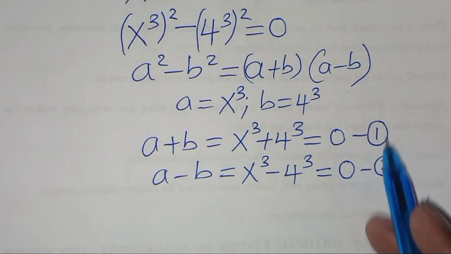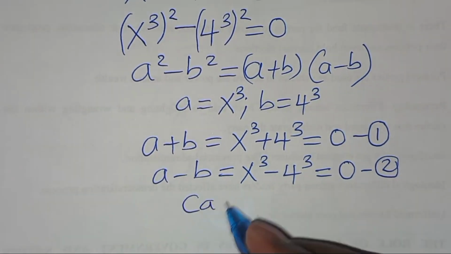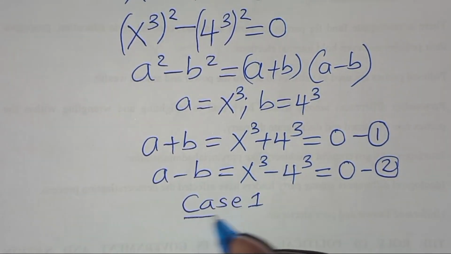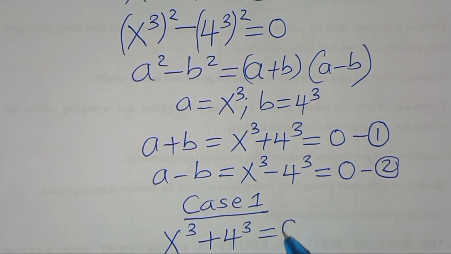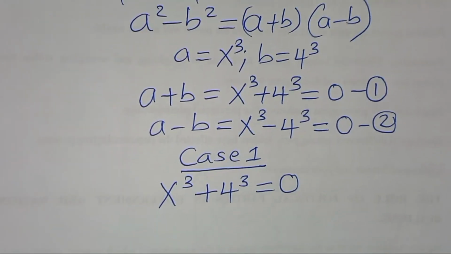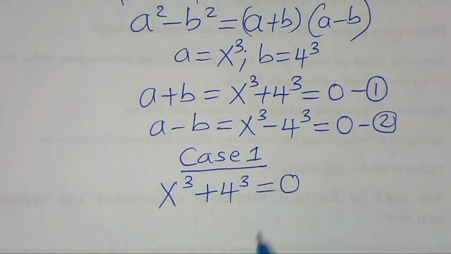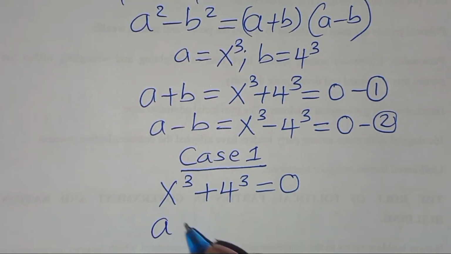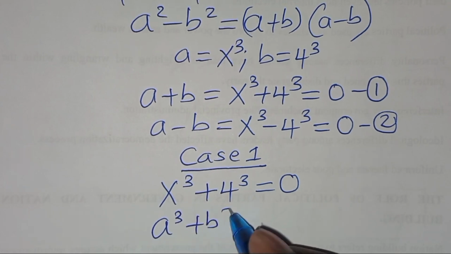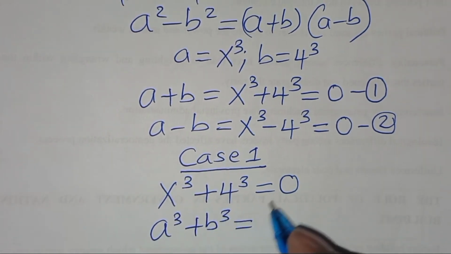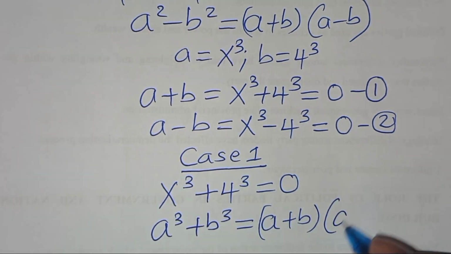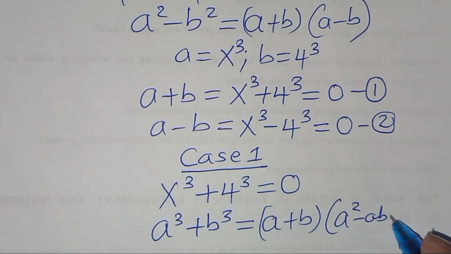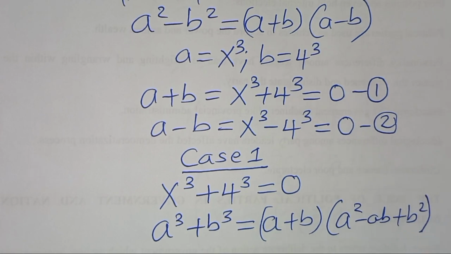Now let's start to solve this equation 1. Let's call this case 1, which is x to the power 3 plus 4 to the power 3, equal to 0. Now x to the power 3 plus 4 to the power 3 is in the form of a to the power 3 plus b to the power 3, and this is the sum of two cubes, which you can express as a plus b, a squared subtract ab plus b squared.